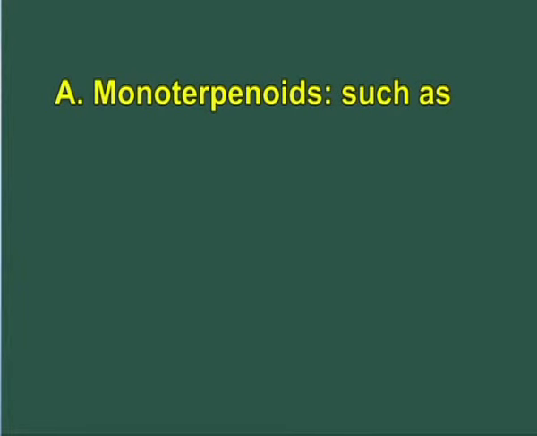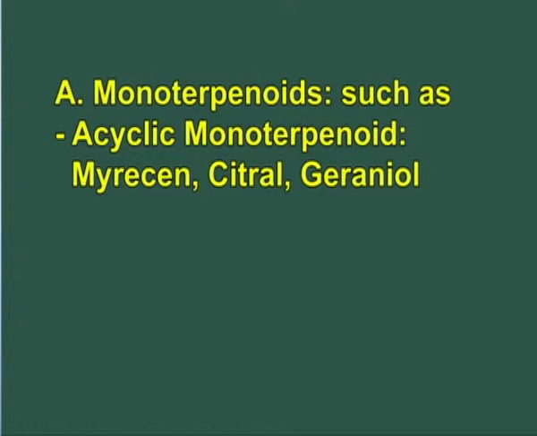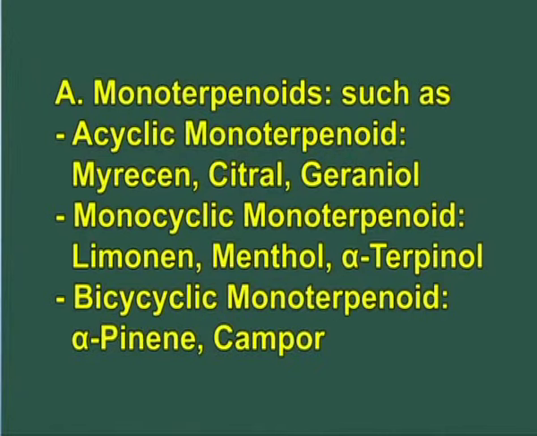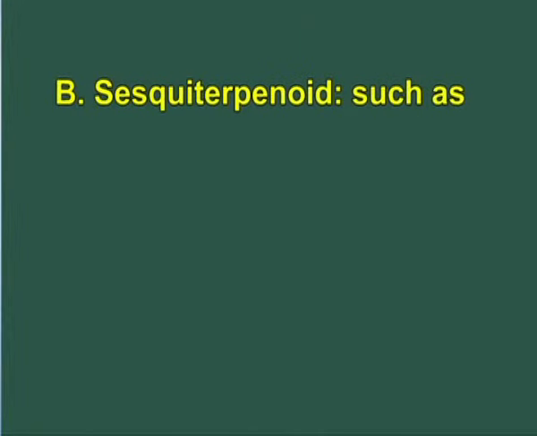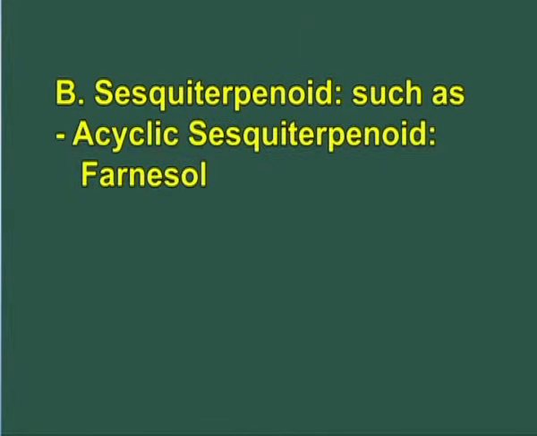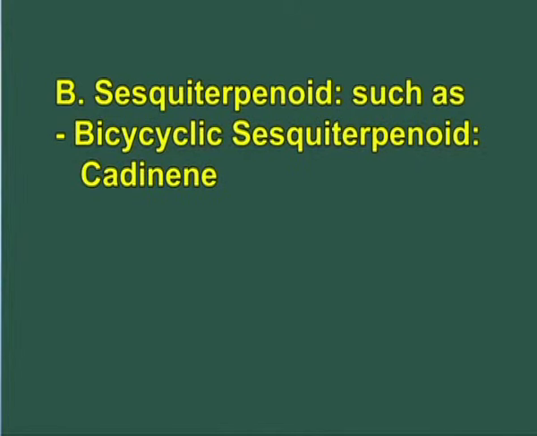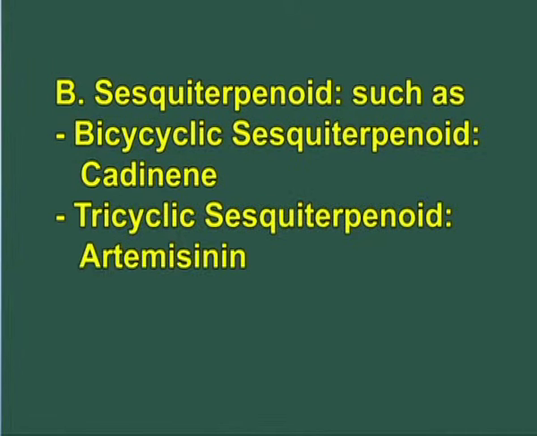Monoterpenoids such as acyclic monoterpenoids: myrcene, citral and geraniol. Examples of monocyclic monoterpenoids are limonene, menthol, alpha-terpineol, while examples of bicyclic monoterpenoids are alpha-pinene and camphor. Examples of sesquiterpenoids: acyclic sesquiterpenoids such as farnesol, monocyclic sesquiterpenoids such as zingiberene, bicyclic sesquiterpenoids such as cadinene, tricyclic sesquiterpenoids such as artemisinin.